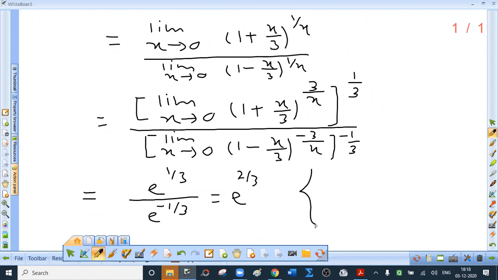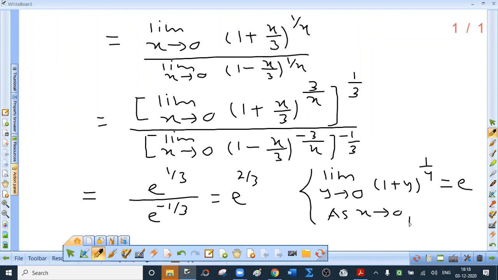Now we have to mention the reason also. Which standard limit is used? In fact, we have to use another variable now. Limit y tends to 0, (1 plus y) raised to 1 upon y equals e. Of course, as x tends to 0, both x upon 3 and minus x upon 3 tend to 0.